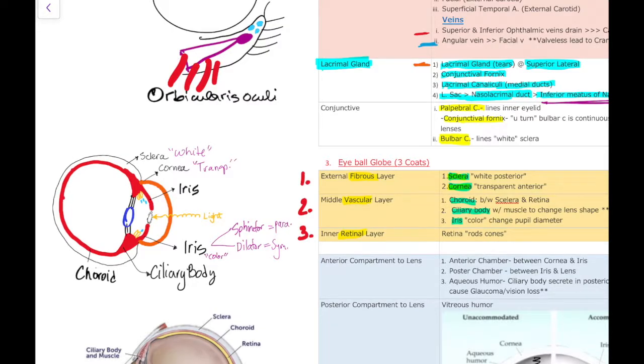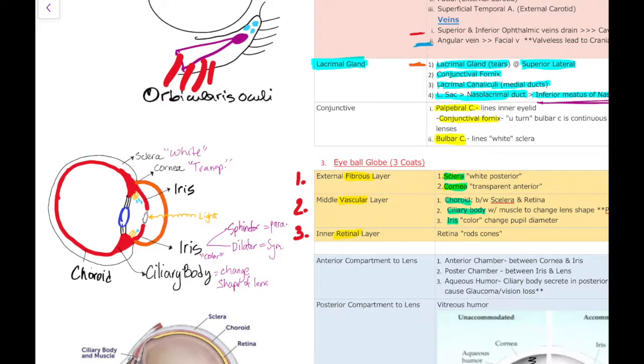Then we have the ciliary body. Ciliary body changes the shape of the lens. And this also provides a parasympathetic mechanism.